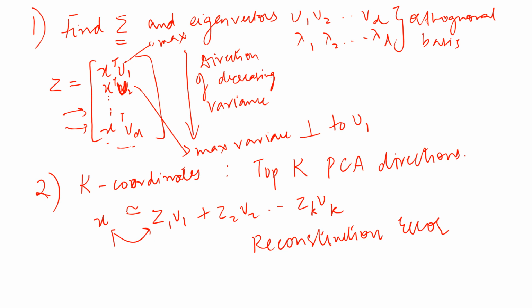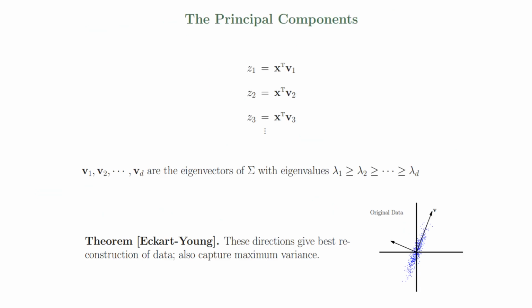So let me put all of that together in a single slide. So I have it here. And this is how we found the principal components, right? Depending on this new orthogonal basis, that was nothing but the eigenvectors of my covariance matrix of the data with the eigenvalues ordered. And that helped me find the one that has the max variance, which was V1, of course. And we just ordered them. That's it. And these directions give the best reconstruction of data and capture maximum variance.